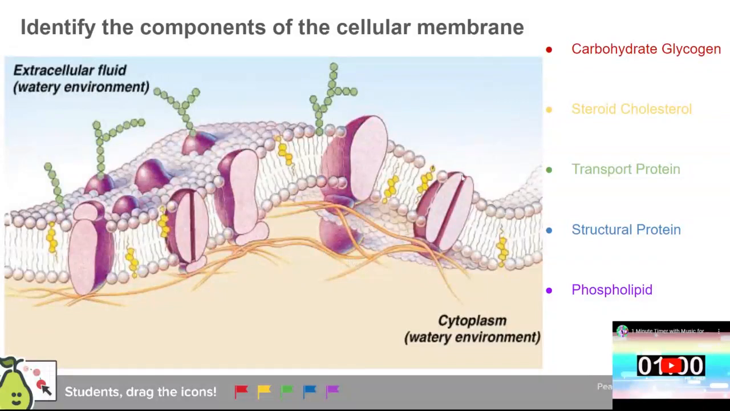And then, of course, we have our phospholipids, with our hydrophilic heads and our hydrophobic tails. So we won't find any water here in the middle of the phospholipid bilayer, but the extracellular fluid is watery. It has water on the outside, extracellular, and the cytoplasm, the intracellular fluid, or inside the cell, is also watery.